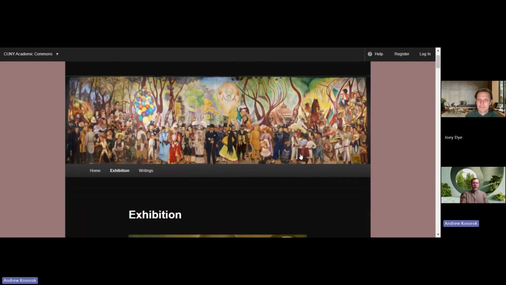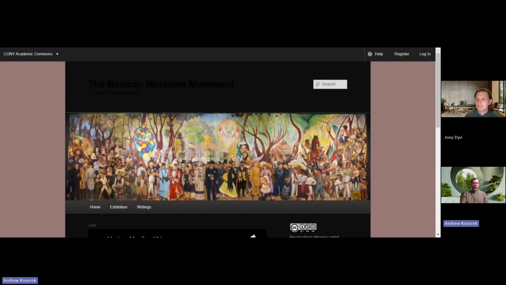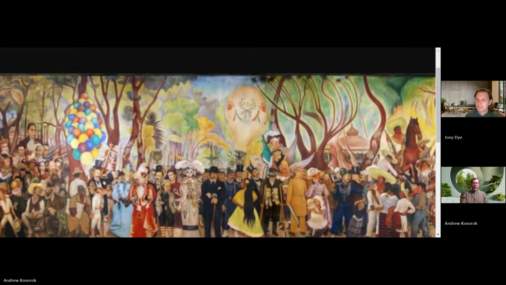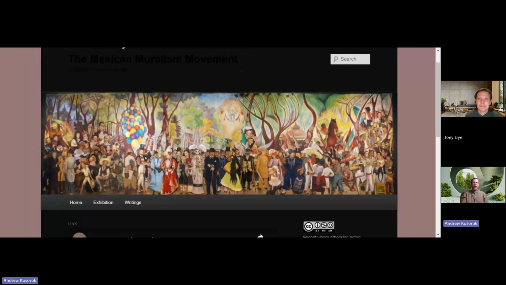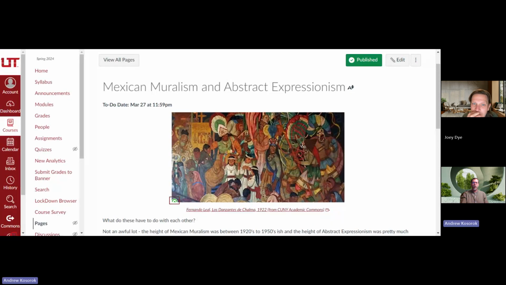So I am showing... All right, here we go. This is not the clearest of pictures, but this is one of the two things we're going to be talking about tonight. We're going to be talking about Mexican muralism and abstract expressionism.